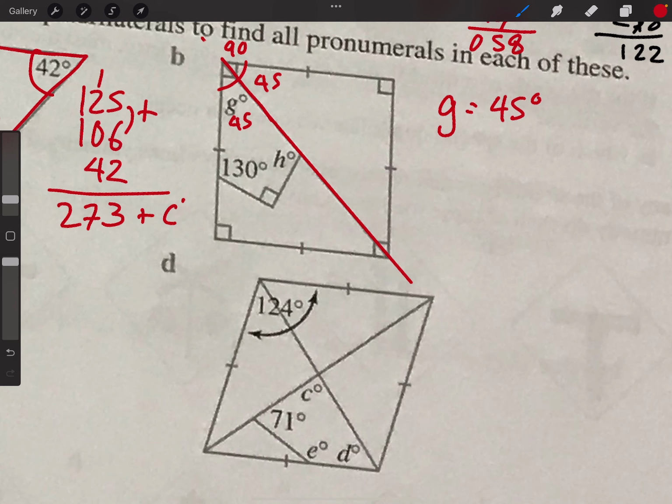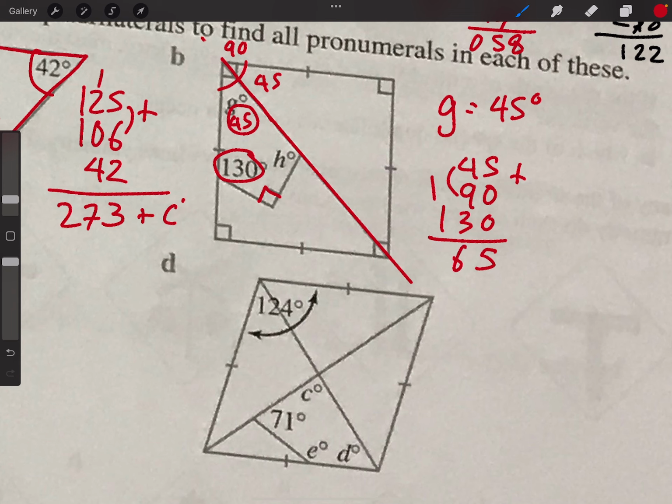Now, this is 90 degrees right here. So you got 90, you got 130 and 45. So 45 plus 90 plus 130. So this will be a 5. This will be 13. 13 plus 3 is 16. So that will be 265.